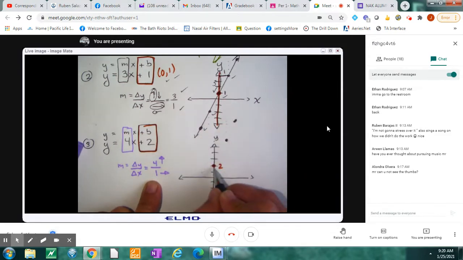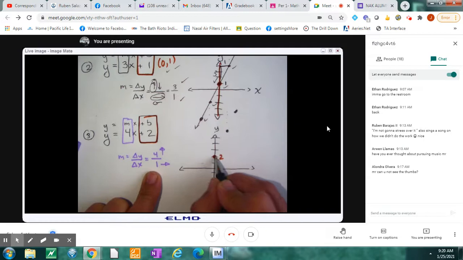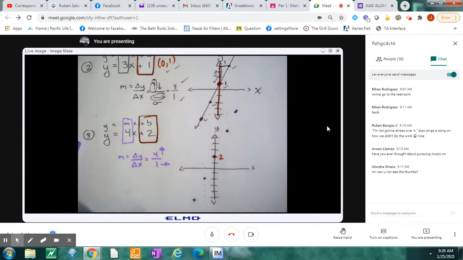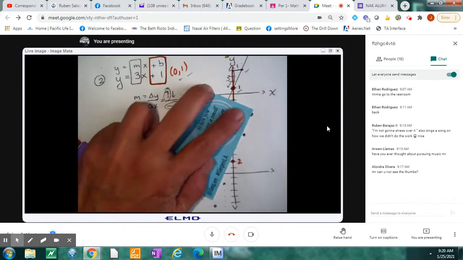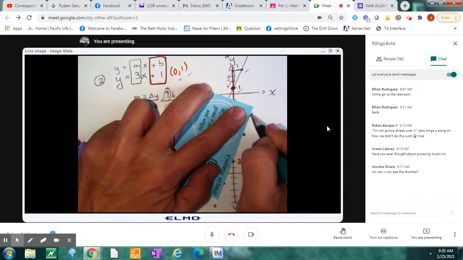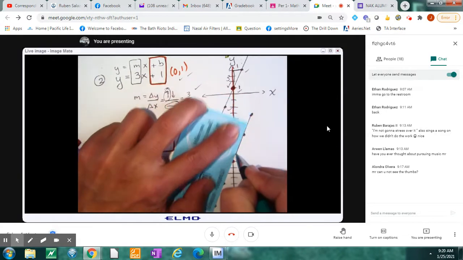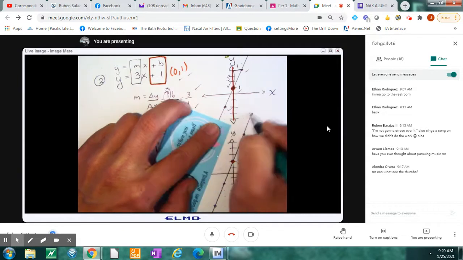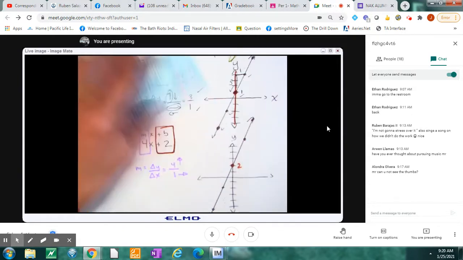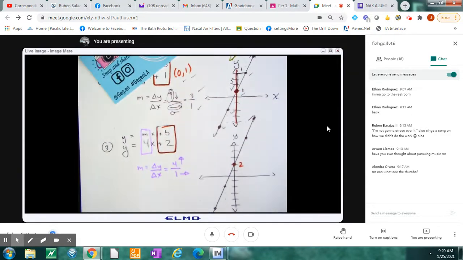All right, and then going backwards. Ready? Negative 1, 2, 3, 4, and then negative 1. Again, negative 1, 2, 3, 4, and then negative 1. And there's your little graph. Bam, let's go ahead and draw it. There we go.